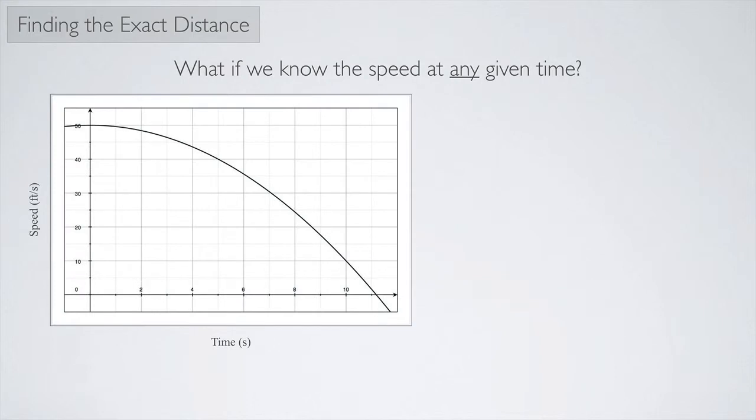What if we want to calculate the distance that an object has traveled, and we know the speed at any given time? In other words, we perhaps have a graph of the speed versus the time. And so we can say for any time we're interested in what the speed is at that time. How far did this person travel in 10 seconds, for instance?